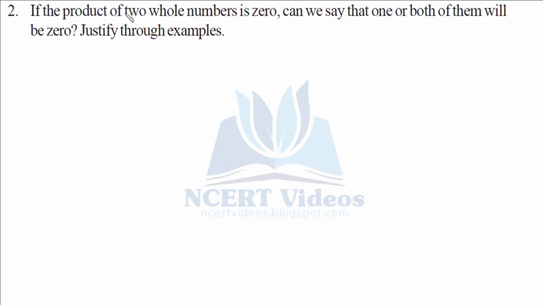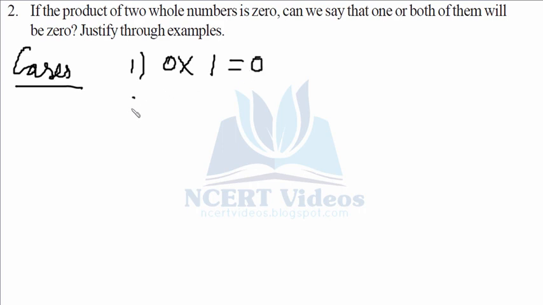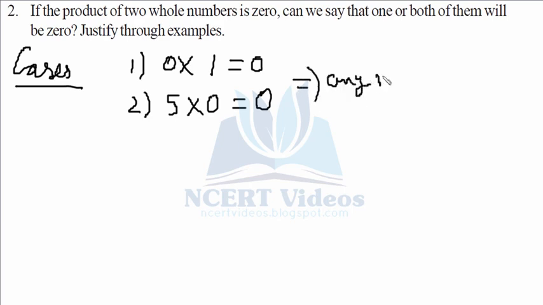If the product of two whole numbers is 0, can we say that one or both of them will be 0? Justify through examples. So we will make some cases in order to make the justification. Case 1, 0 into 1, that is always 0. Second case is 5 into 0, that is also again 0. So we have two cases where either one is 0, and the answer is 0.